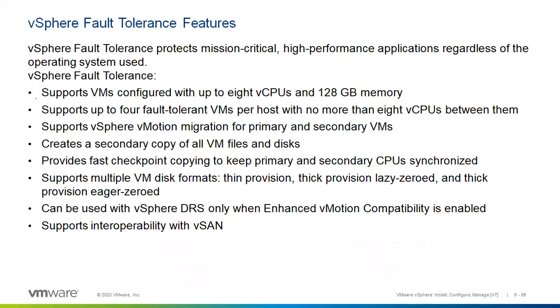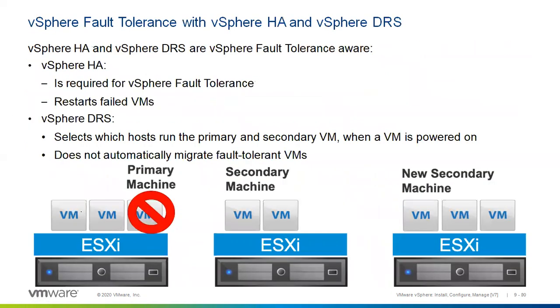So some limitations for enabling an FT VM: it supports up to 128 GB and not more than 8 vCPU. No migration, it creates secondary copy files, provides fast checkpoints, supports multiple disk formats, can be used with DRS, and supports interoperability with vSAN also. So what happens actually? Primarily, fault tolerance restarts the failed VMs, that is one. DRS will take care of the primary and secondary VMs and their placement also.